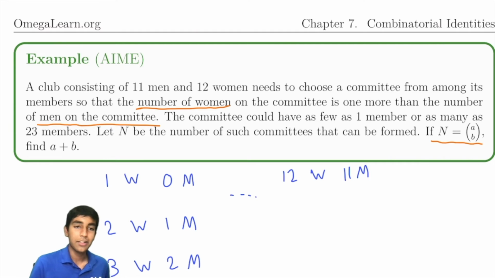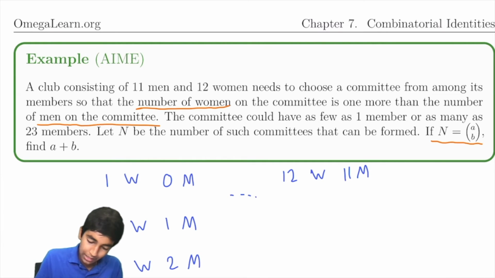How can we count this? Let's take the first case. We have 12 total women, so we must choose one of them to be in the committee. And of the 11 men, we just choose 0 of them.